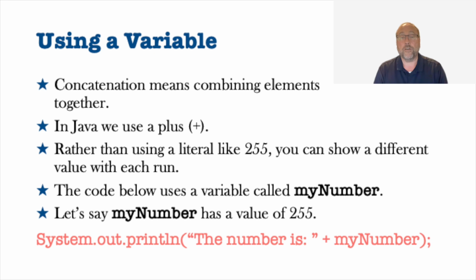Then the Java code would be System.out.println, and then the string literal, "the number is: ", and then plus, because we're concatenating, we're adding elements together, and then a variable named myNumber. Now, in this case, when it runs, it's going to go out, get the value that's stored in myNumber, and plunk it in there for us.